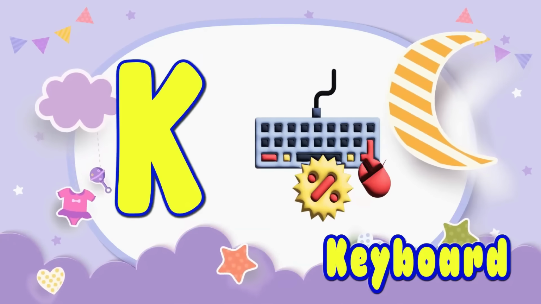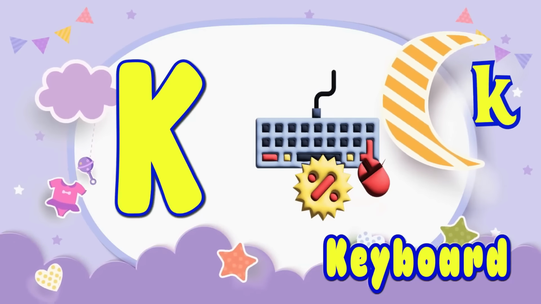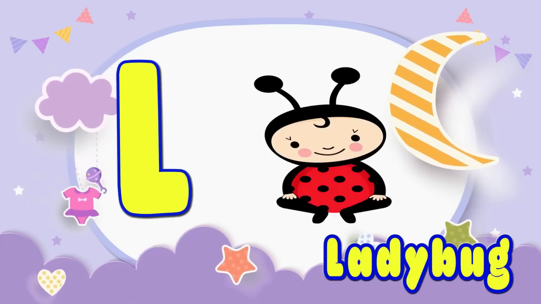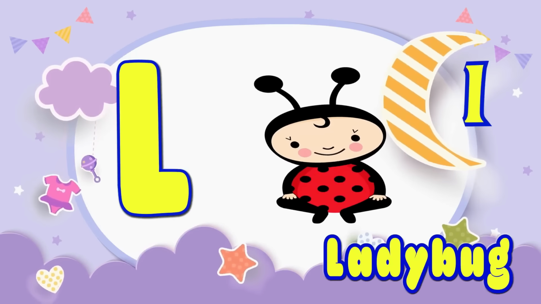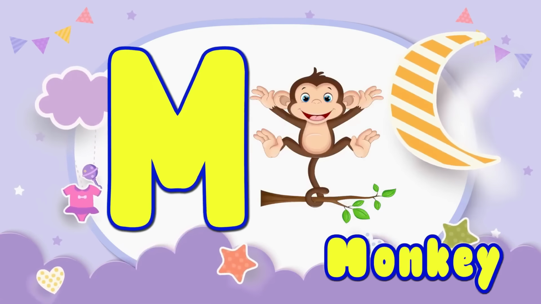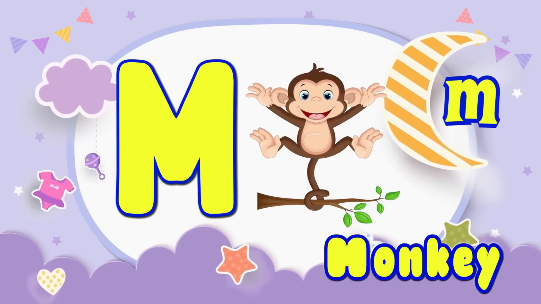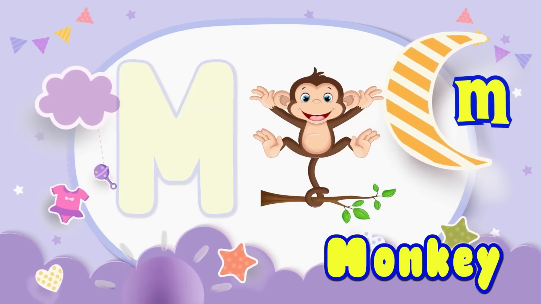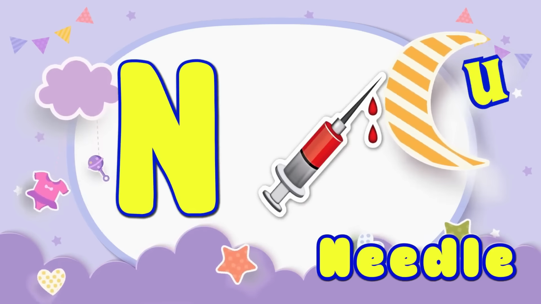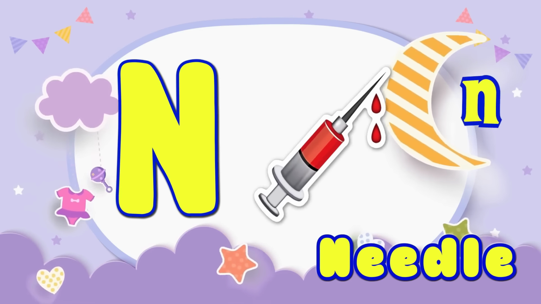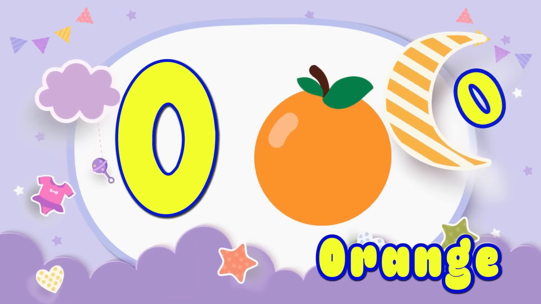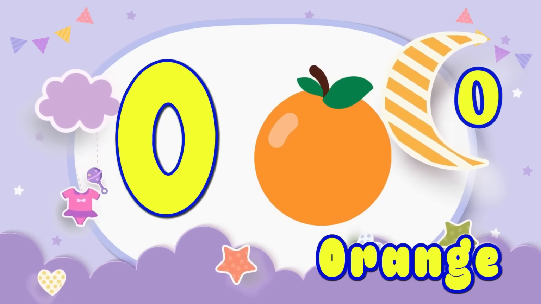K is for keyboard. K, keyboard. L is for ladybug. L, l, ladybug. M is for monkey. M, m, monkey. N is for needle. N, n, needle. O is for orange.